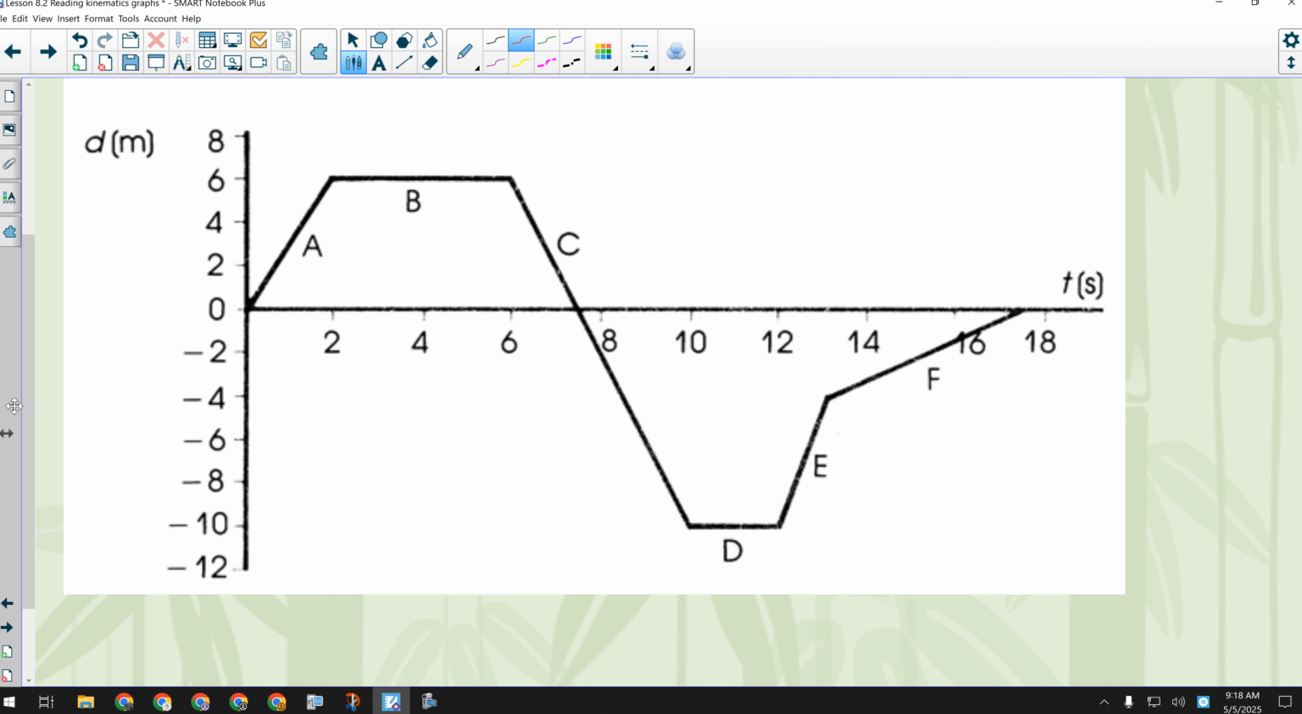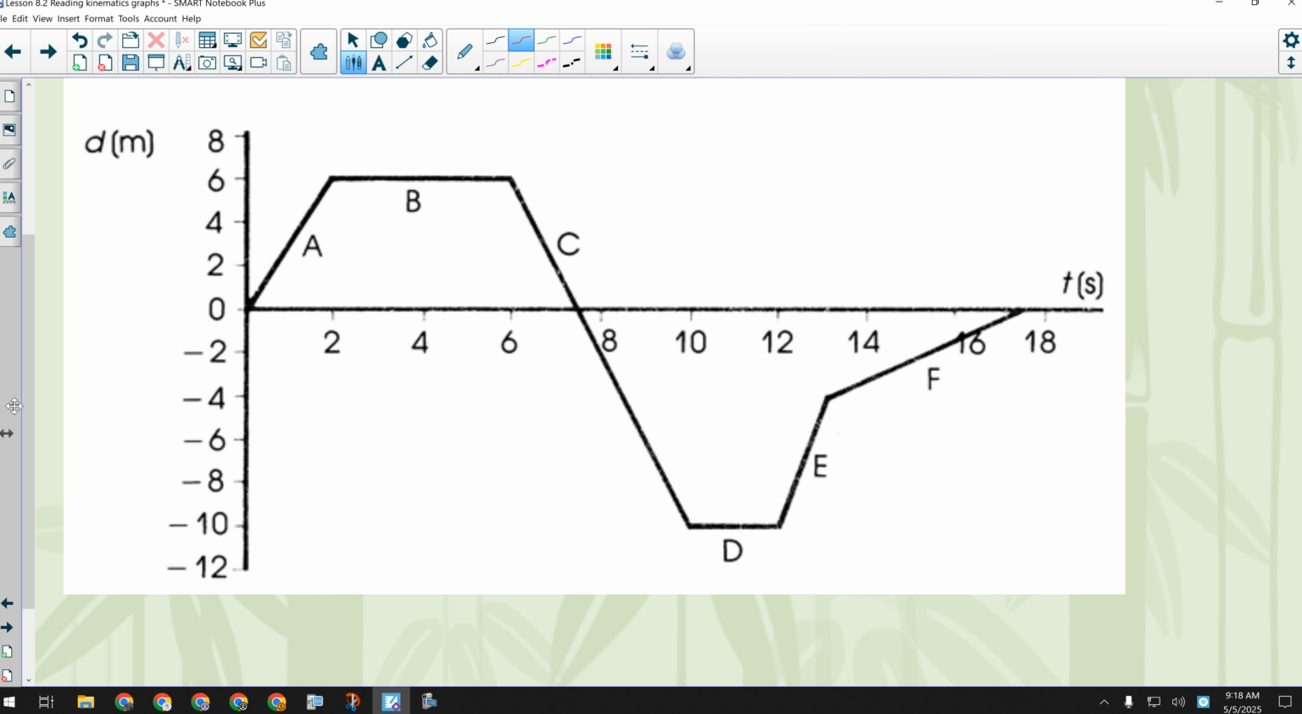E, because E is steeper. Remember, this is change in position, right? They actually change their position by about the same amount, but E does it way faster. Steeper means faster. Everybody all right with that idea?